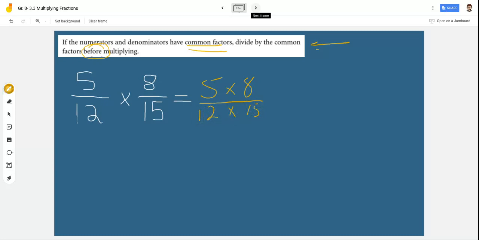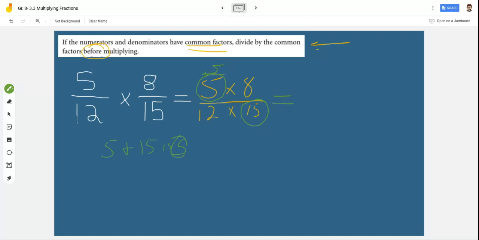I'm going to change my pen color here to green. I'm going to circle the 5 and the 15 in this case. Now they do have a common factor. A common factor of 5 and 15 is, sorry, not 3, my mistake, it's actually just 5. So what that means is I can take this top 5 and this bottom 15, and I can divide them by 5.